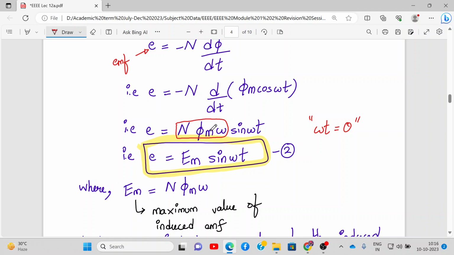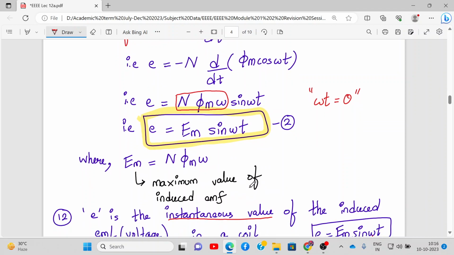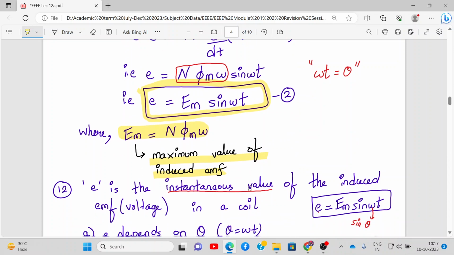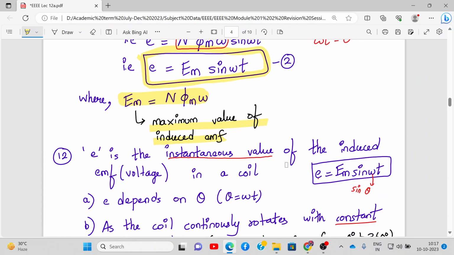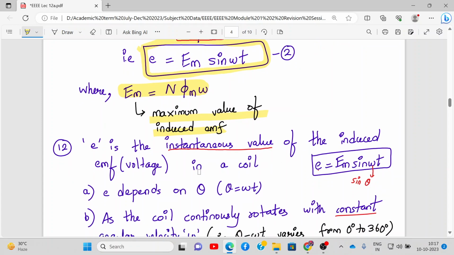Now N phi m omega we term as Em. What is Em called as? Em is N phi m omega, which is the maximum value of induced emf. And what is E called as? E is the instantaneous value of the induced emf voltage. Instantaneous means at every instant of time we can calculate the value of E. So E is the instantaneous value of the induced EMF in the coil.